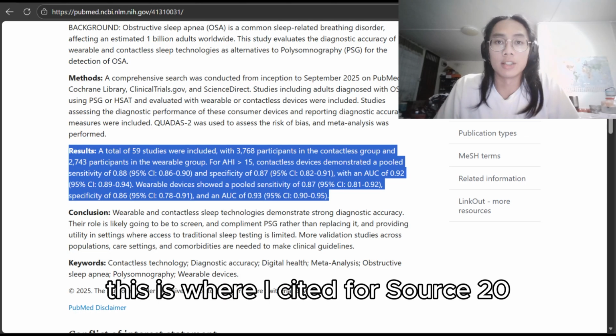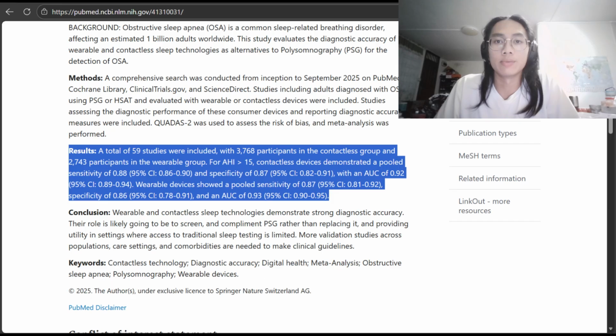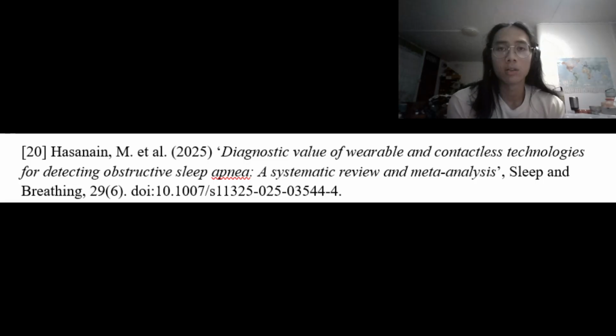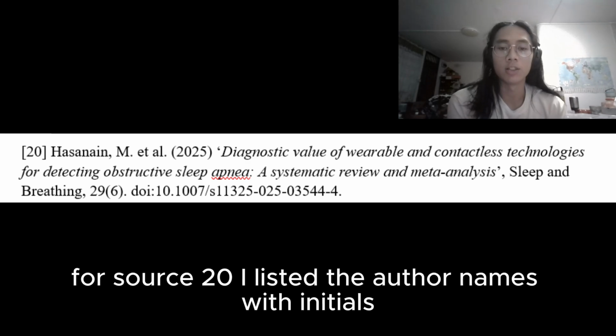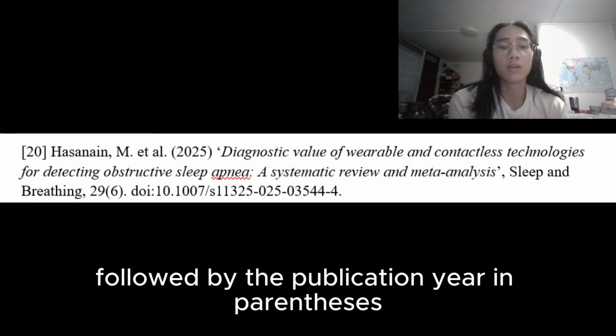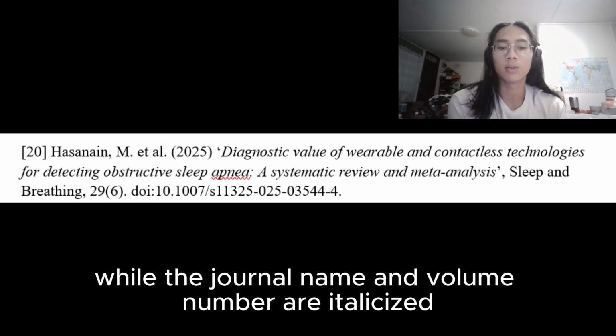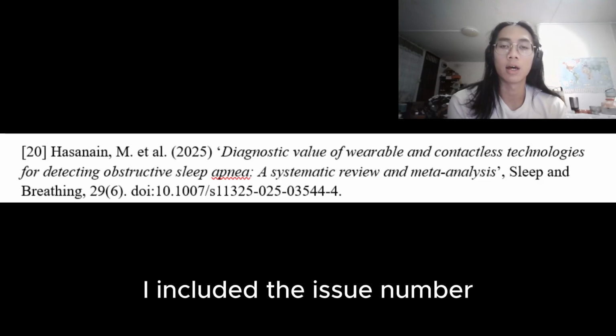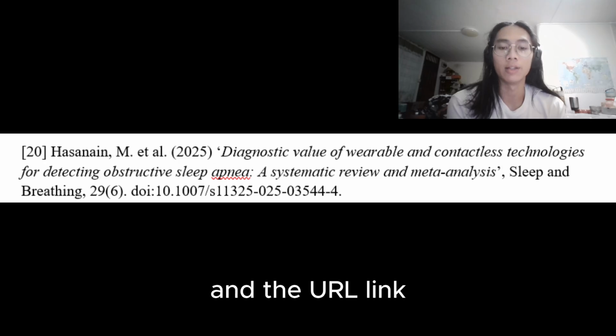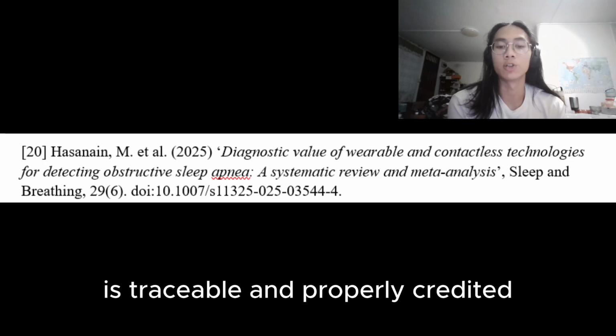This is where I cited source 20. For source 20, I listed the author names with initials, followed by the publication year in parentheses. The article title is written in sentence case, while the journal name and volume number are italicized. I included the issue number and the DOI link to ensure the source is traceable and properly credited.